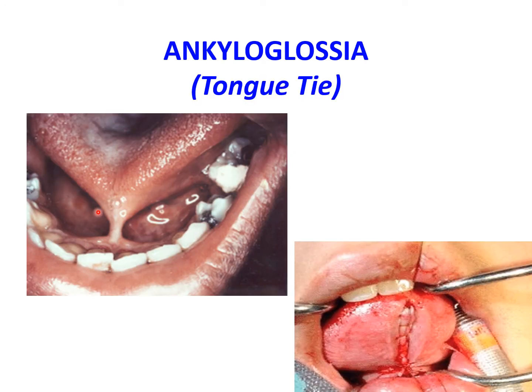Another common condition related to the tongue is tongue tie or ankyloglossia, which is basically due to a short lingual frenum, which tends to impair the movement of the tongue and may interfere with speech development. This is something which can be identified at the time of birth, and if there is any functional impairment or interference with speech.